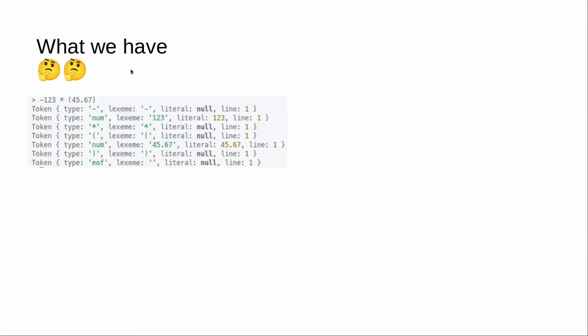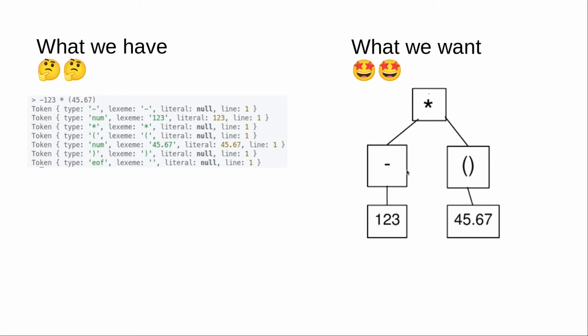So this is what we have right now, a series of tokens, which is kind of ambiguous. Now, what we want is something that looks like this. It's unambiguous, and it's called a syntax tree. So from this, we know exactly that we want to apply that minus to the 123. And then we want to evaluate everything inside these parentheses, which relates to 45.67. And only at the end, we multiply this. So this is a syntax tree, and this kind of form is what we want instead of just a series of tokens.